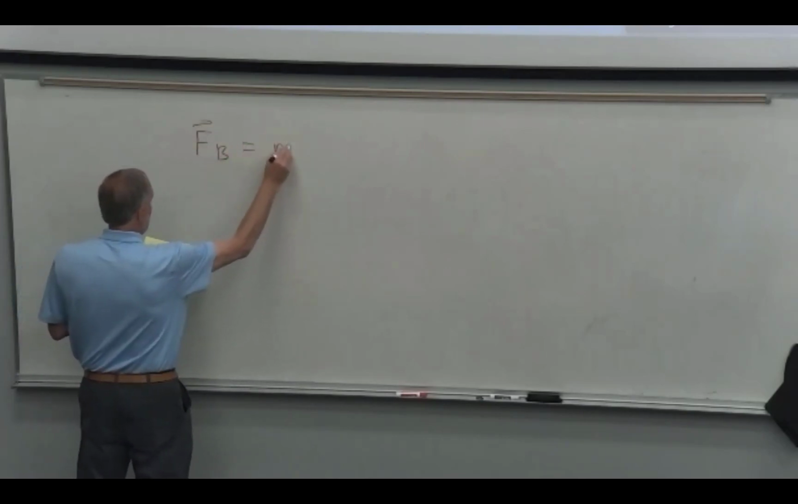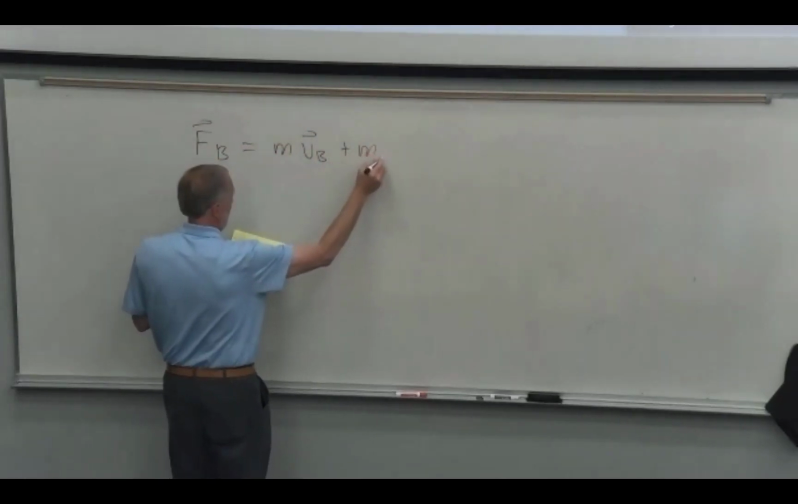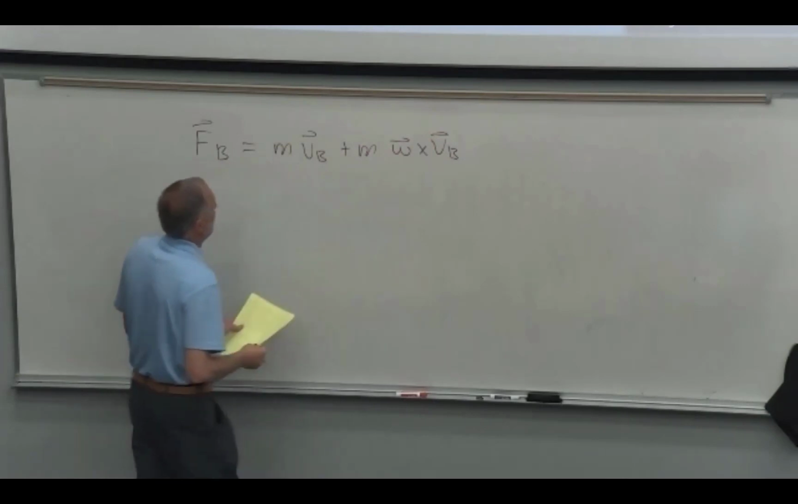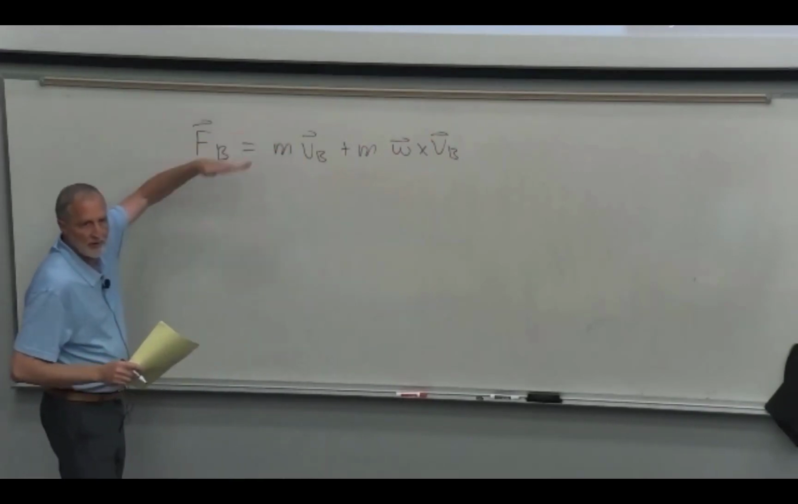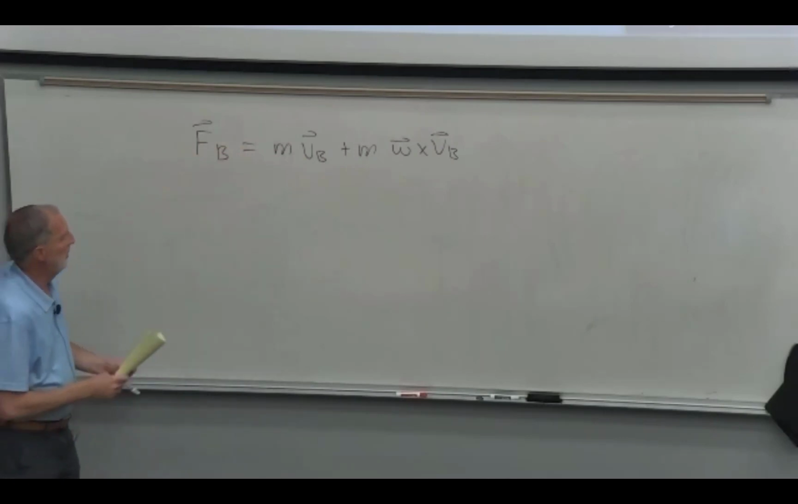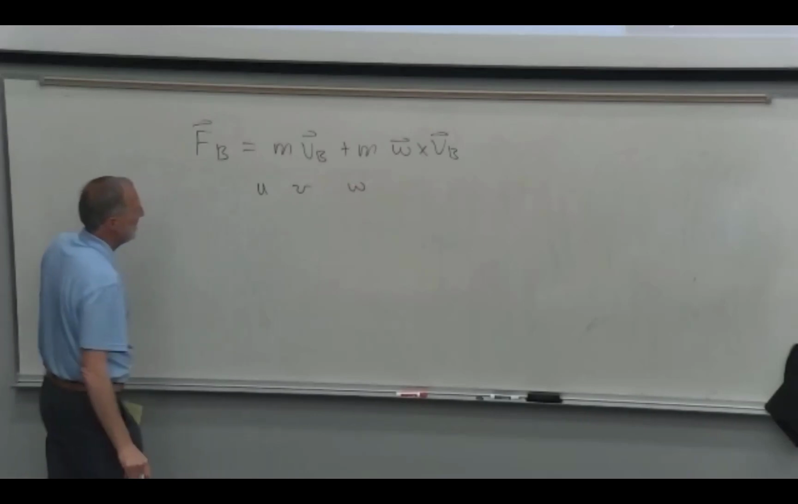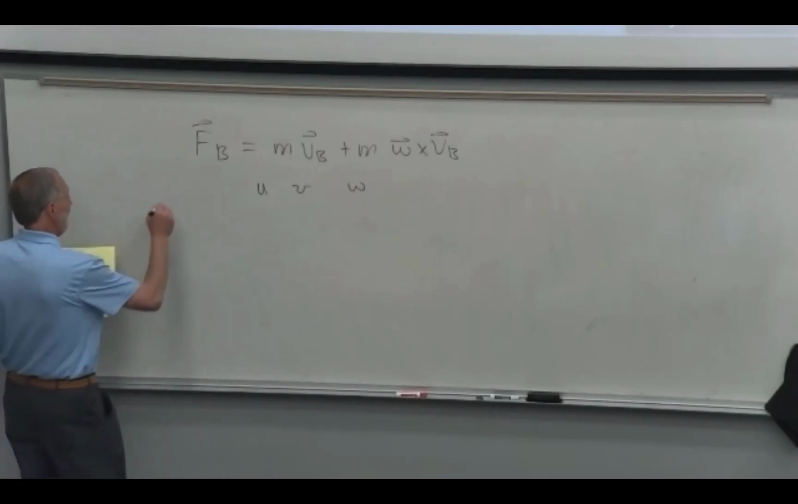Body fixed axis forces. And we've gone ahead and taken this cross product and substituted in, so we got the three equations for U, V, and W. So, three equations and three unknowns. What we need now is this thing.